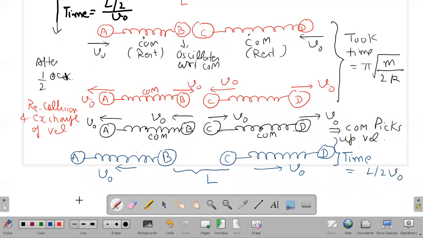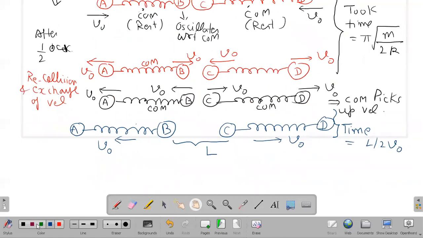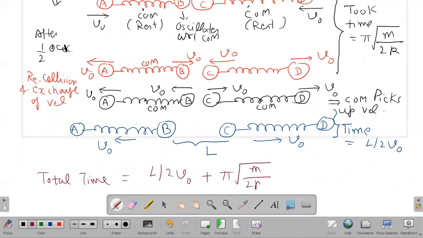So what is the total time for this question? This total time is, starting from t equal to 0, L by 2 V naught plus this half oscillation time pi root m by 2k, and then again L by 2 V naught. This is the total time as required in this question.